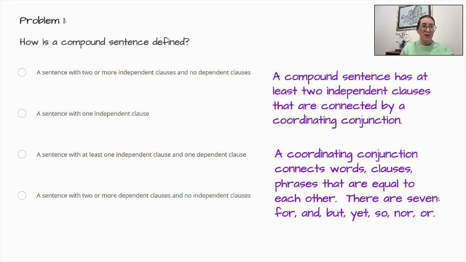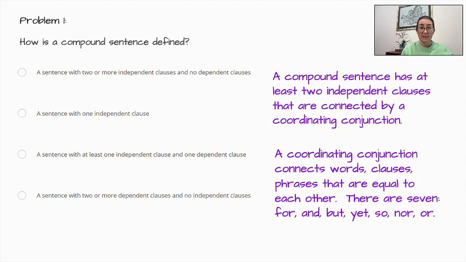Problem number 1. How is a compound sentence defined? A sentence with two or more independent clauses and no dependent clauses. A sentence with one independent clause. A sentence with at least one independent clause and one dependent clause. Or a sentence with two or more dependent clauses and no independent clauses.